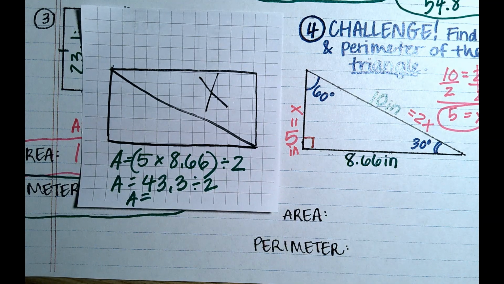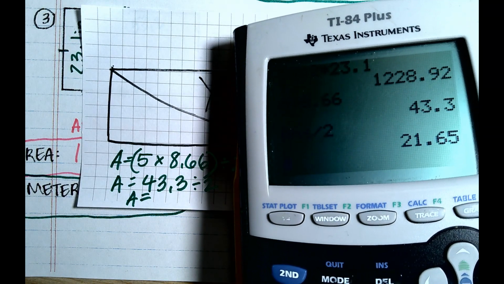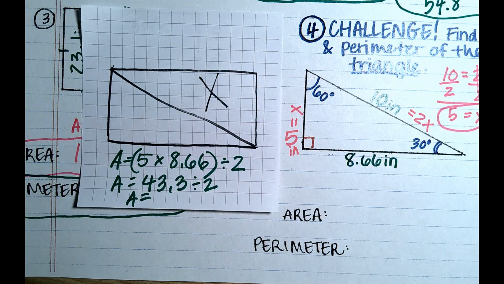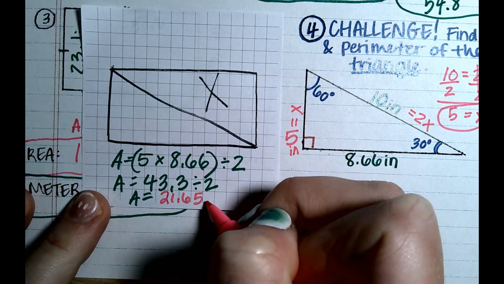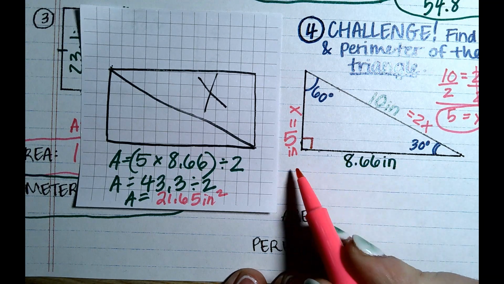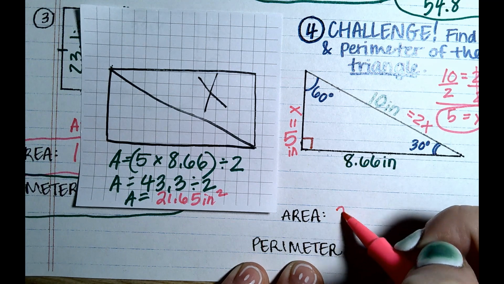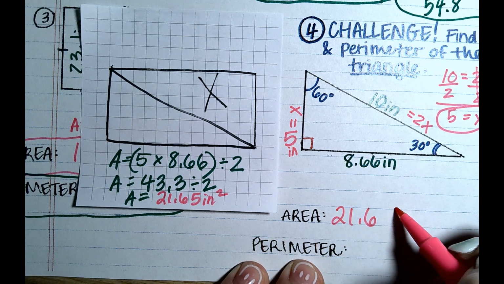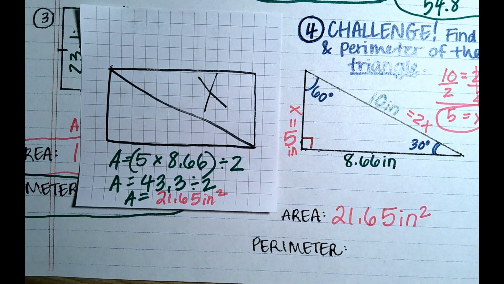It is a lot, I know. That's why I'm so impressed you figured it out. That's awesome. So we divide that by 2 and we get 21.65. Is that what you got? Perfect. 21.65 inches squared. So the area was base times height divided by 2 for a triangle, and we got 21.65 inches squared.